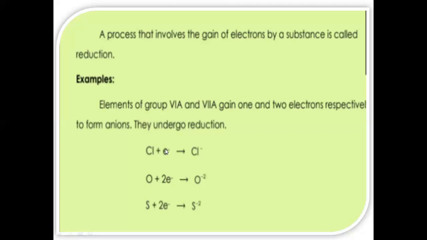So chlorine, after gaining 1 electron, will form a monovalent anion. Oxygen is present in group number 6, so it will gain 2 electrons to form a divalent anion. Sulfur, same like oxygen, because both are present in the same group 6. So both of them will gain 2 electrons and will form the anion: oxygen anion and sulfur anion.